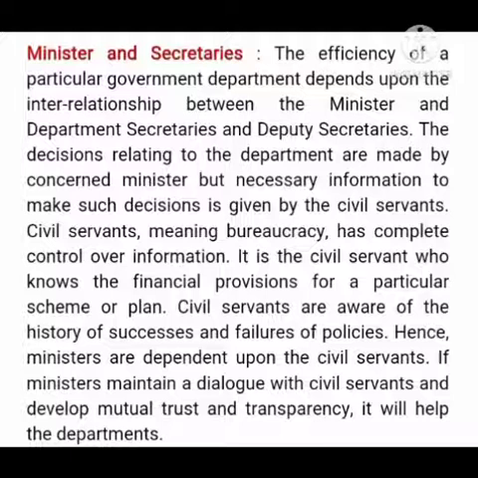As civil servants are a permanent mechanism, government may change after elections, depending upon the majority votes. Civil servants work with different governments. They are aware of the financial positions of the particular scheme or plan, and they are also aware of the history of success and failures of policies. Therefore, ministers try to maintain a dialogue, meaning a good relation and mutual trust with the civil servants. In this way, the department can work smoothly.